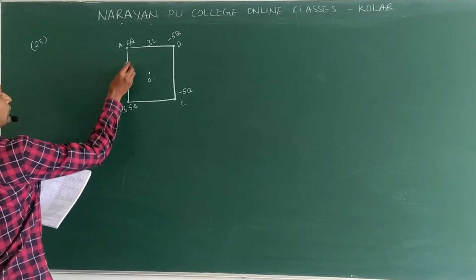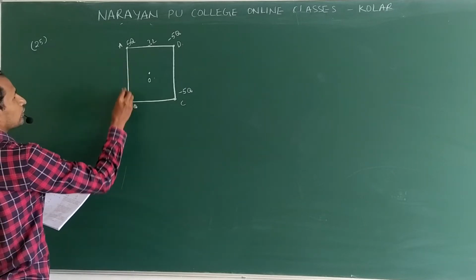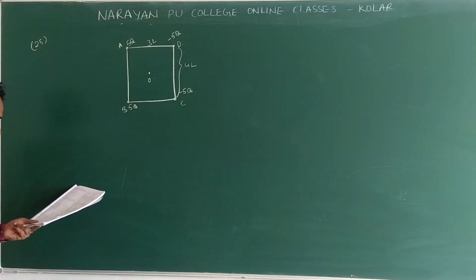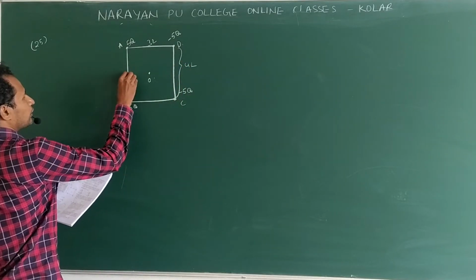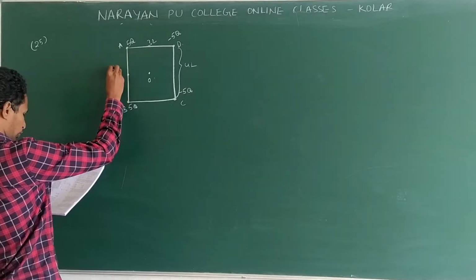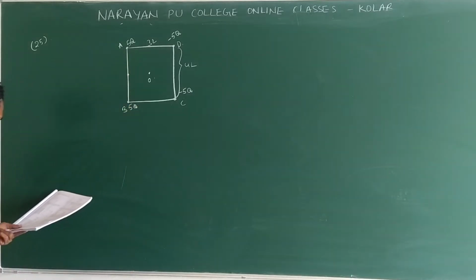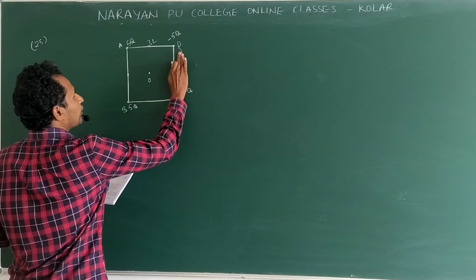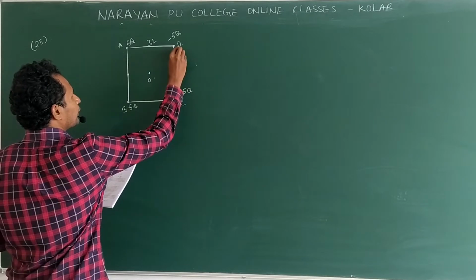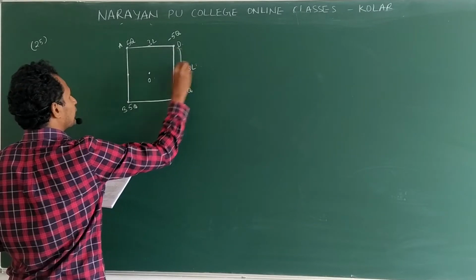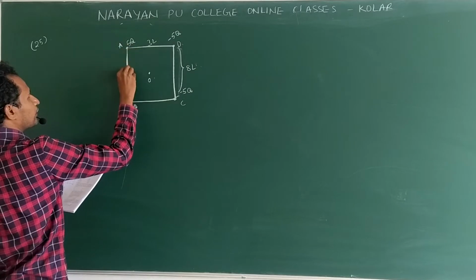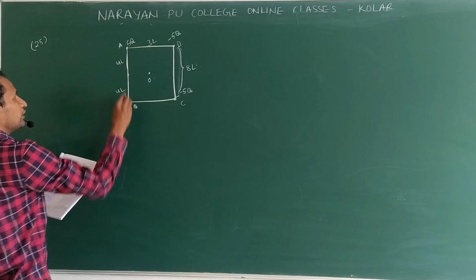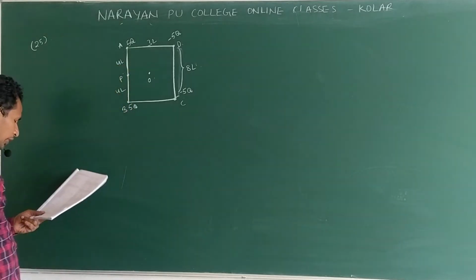Clear? And this side they mention this side length is 4L. This is the midpoint of AB. So this will be, sorry sir, this is not exactly 4L. According to figure, this is 8L. This distance they mentioned as 4L and remaining also 4L. This point is P.